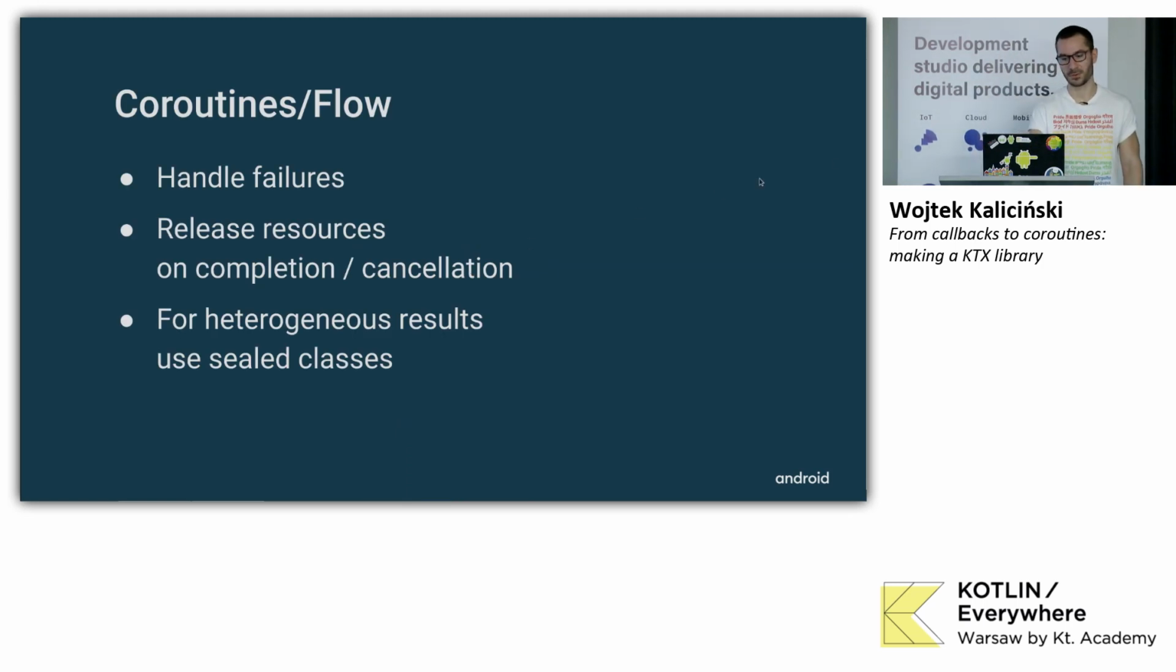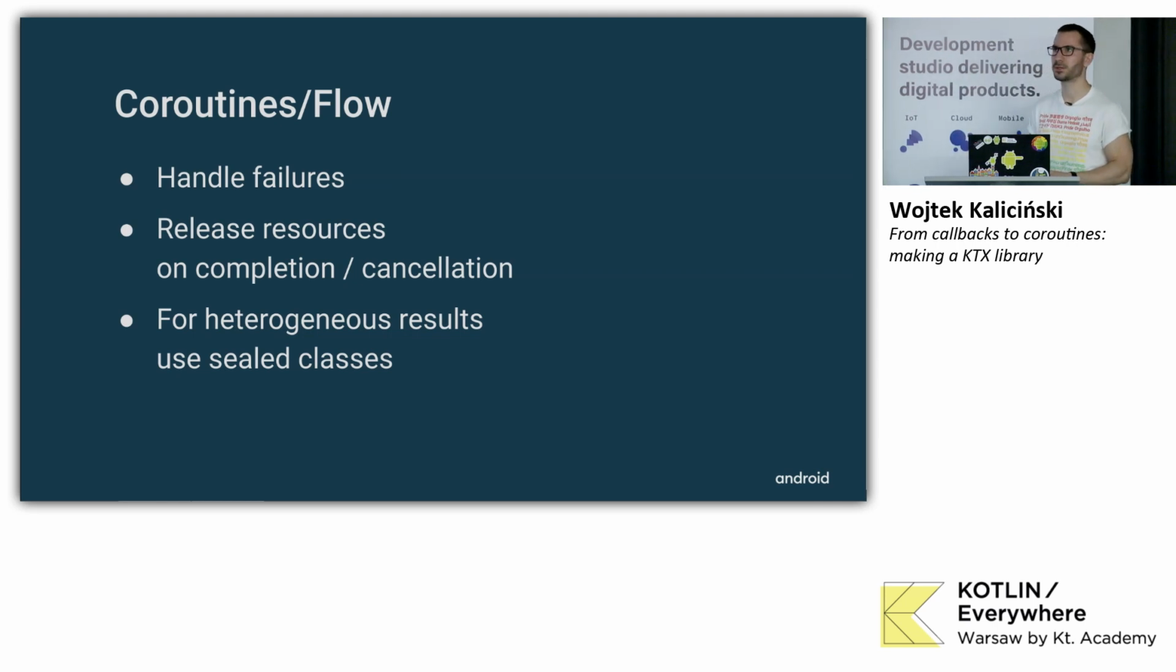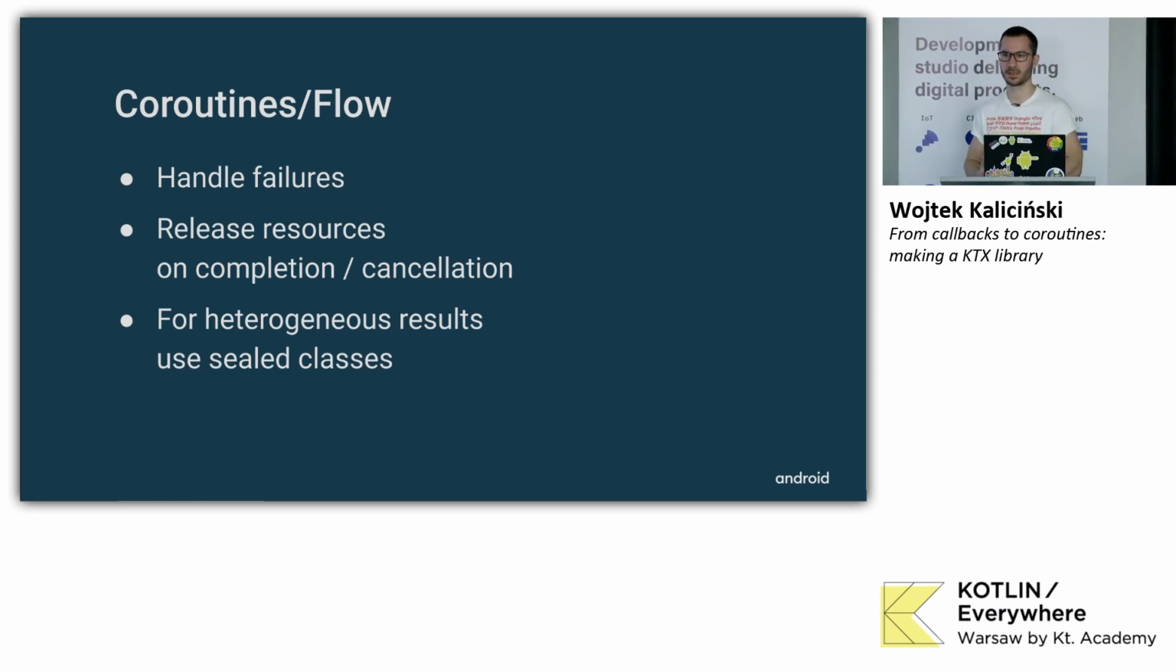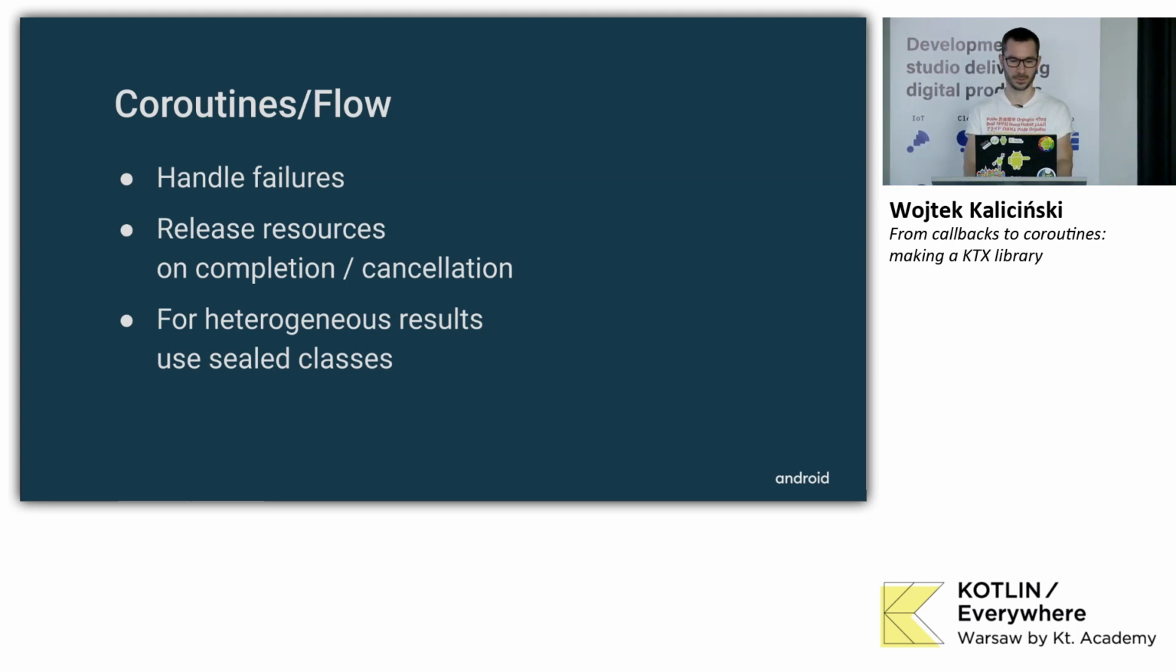So yeah, just remember a few things. Always handle failures, both inside and outside of the flow or coroutine that you're creating. Remember to release resources on completion or cancellation. There's this await close that you can use in the flow builder. When you're using suspend cancelable coroutine, it also has methods for doing that. It has invoke on complete. Invoke on cancelled. So there are ways of always cleaning up after your coroutines.